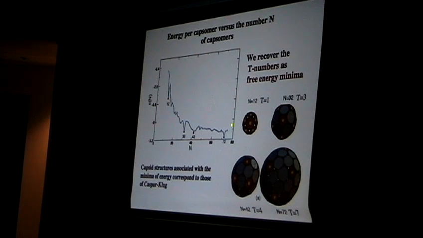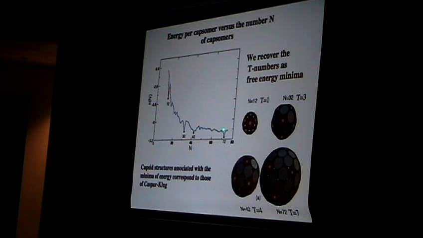These minima are really big, because this is divided by epsilon naught, which is 15 kT. So the difference between each structure and the other one is not just noise. It's pretty pronounced.